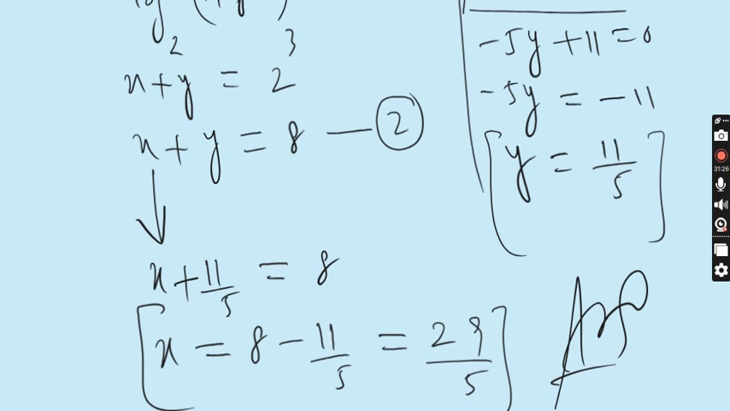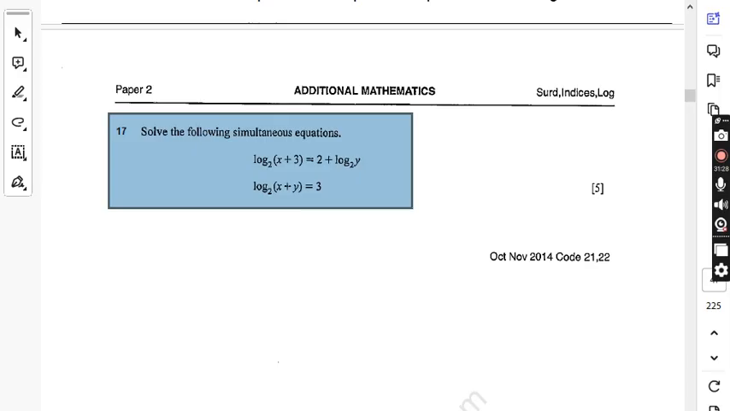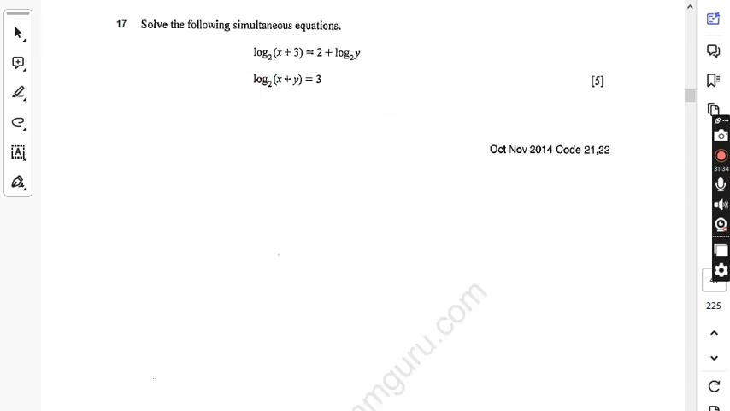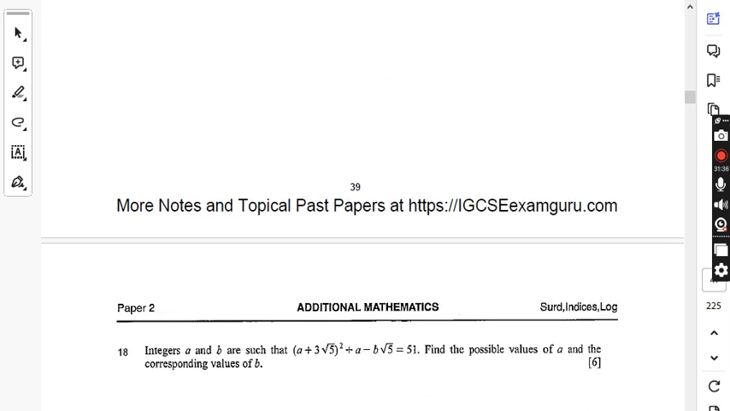This question came in October November 2014, paper 2-1 and paper 2-2. Next question.